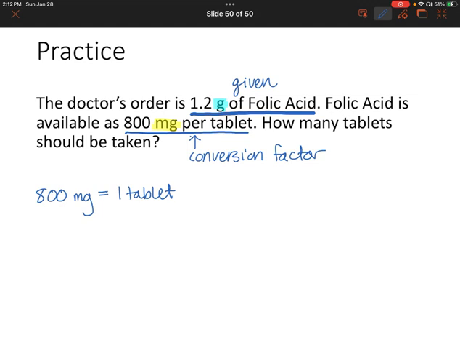So remember, milli was equal to 1/1000th. So if we have 1,000 milligrams, that would be equal to 1 gram. And I'll just write in parentheses, milli is equal to 1/1000th. Okay. So what we can do is we can now set up our dimensional analysis.